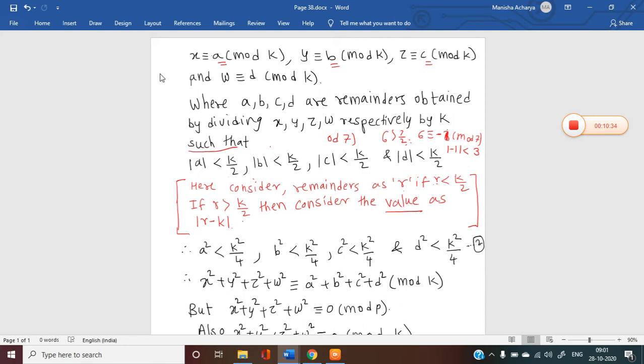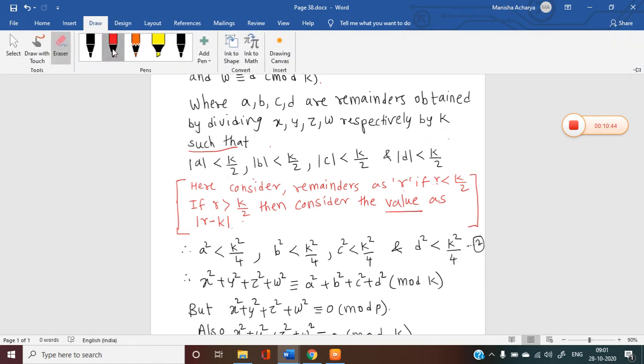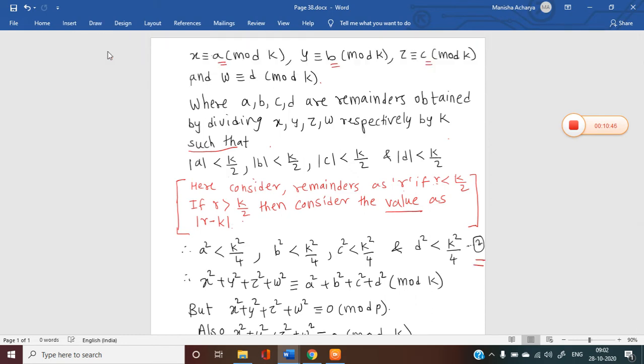Since mod of a is less than k by 2, mod of b is less than k by 2 and so on, obviously squaring both sides we get equation 2. So here is equation 2: a square is less than k square by 4, b square is less than k square by 4 and so on. Now if you square both sides and add all those congruence equations, you get x square plus y square plus z square plus w square is congruent to a square plus b square plus c square plus d square modulo k.